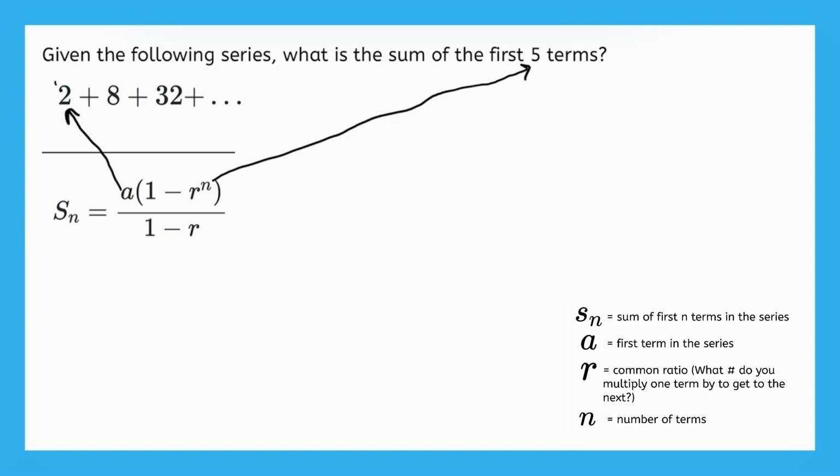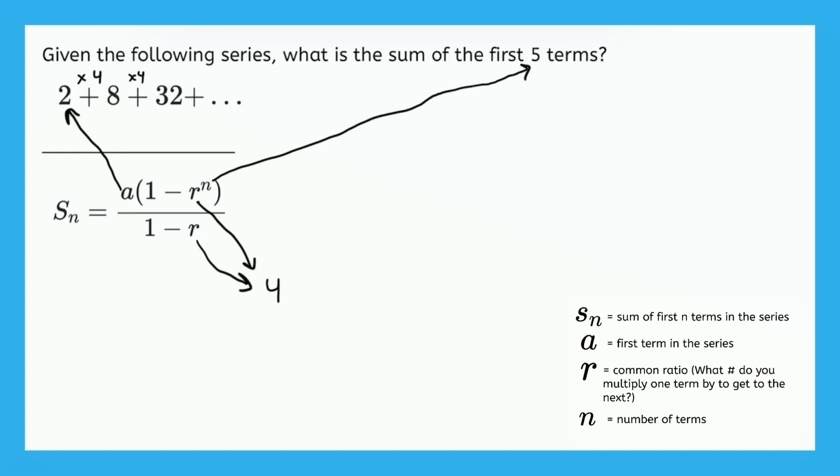What did we do to one term in order to get to the next? More specifically, what do we multiply 2 by in order to get 8? In other words, 2 times what is 8? 2 times 4, right? And now 8 times what is 32? Again, times 4. So this number 4 that we need to multiply each term by in order to get the next term is what we call the common ratio.